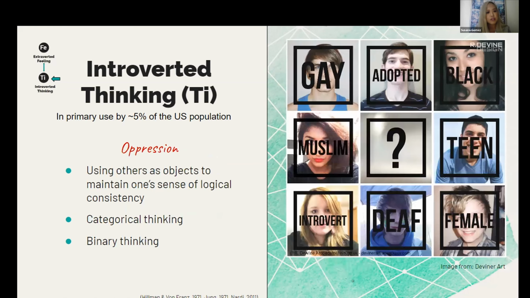Overvalued or used defensively, introverted thinking can look like overconfidence in one's categorical, theoretical, or binary thinking, attempting to use people as objects to maintain one's sense of logical consistency. Think of those situations when a white person sees a person of color and asks, "What are you?" Or think of textbooks on diversity where particular traits are attributed to particular racial and ethnic groups, contributing to stereotyping.